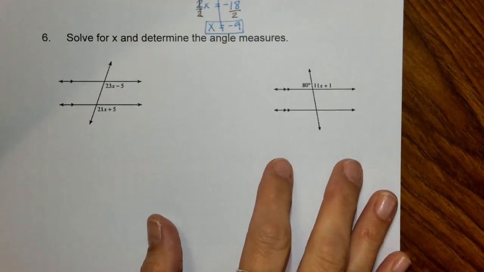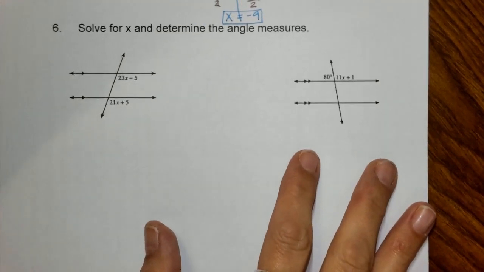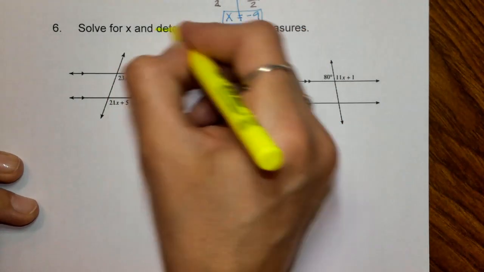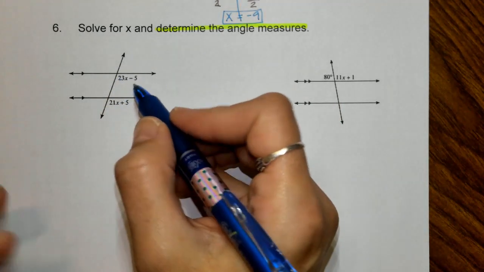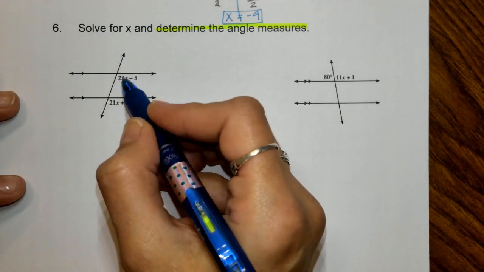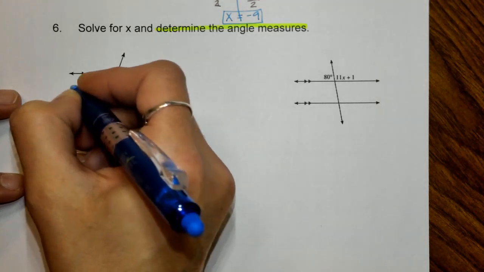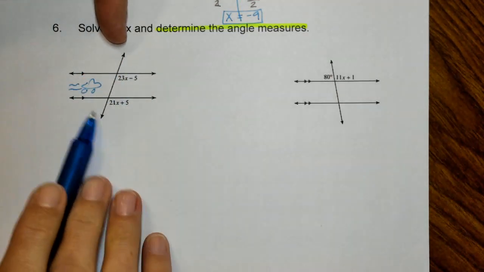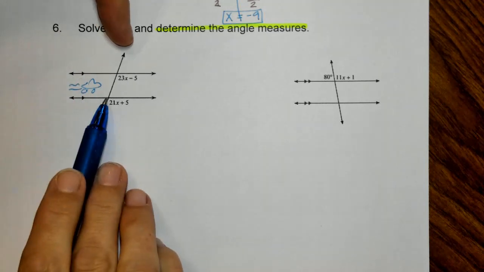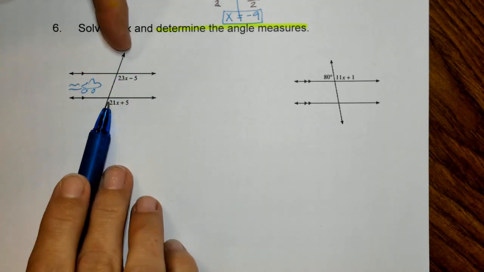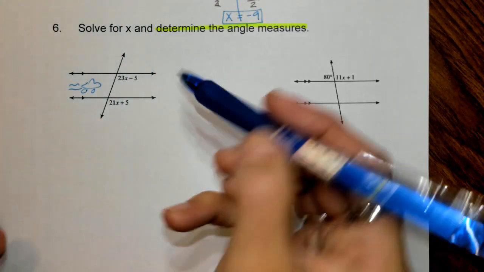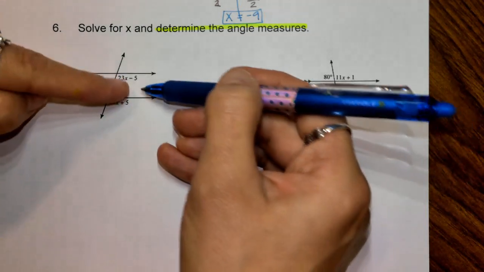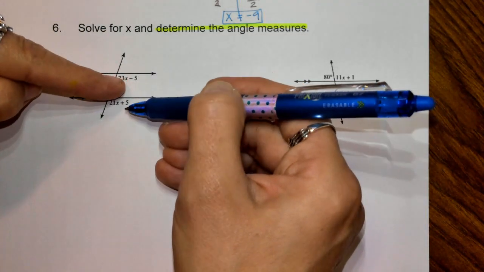So on number 6, for both of these, we have separate diagrams. We're going to not only solve for x, but we are going to determine the angle measures. So we're going to have to substitute in. So first things first, let's go ahead and take a look at this first diagram. We don't have angle names or numbers, but we can see where the measurements are. So looking at our road and our transversal, we're still seeing those parallel markings. Are we on the same side or on alternate sides of the transversal? We are on the same side.